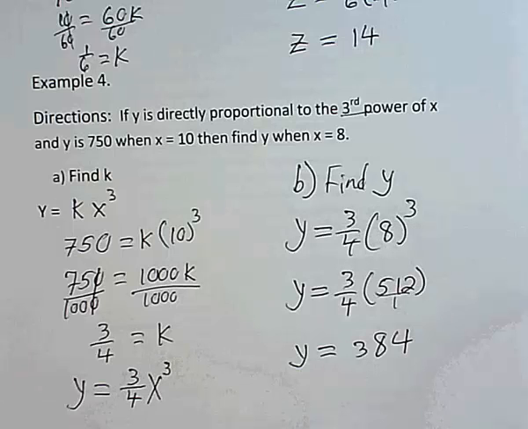So now you have 4 different examples of the 4 different types of variation. The assignment will be given to you.